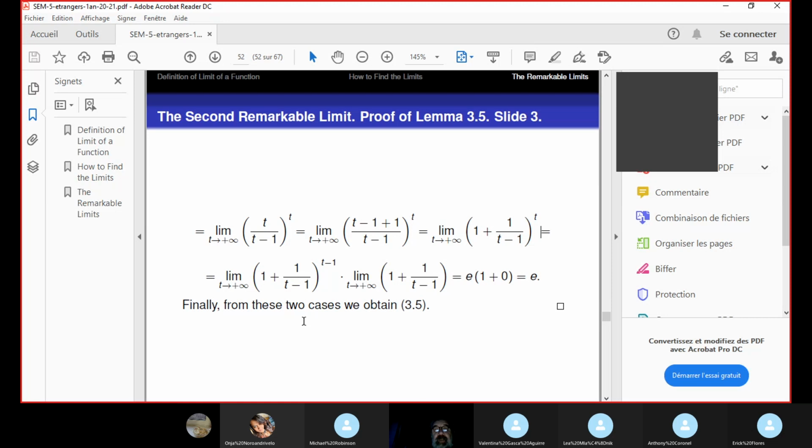Then, you see, in order to use the first case of my lemma, I rewrite this as a product of something to the power t minus 1, because the second term is 1 over t minus 1. So I want to have the power exactly t minus 1. So in order to have this term, I have to multiply the limit by the limit of 1 plus 1 over t minus 1. Is it clear?